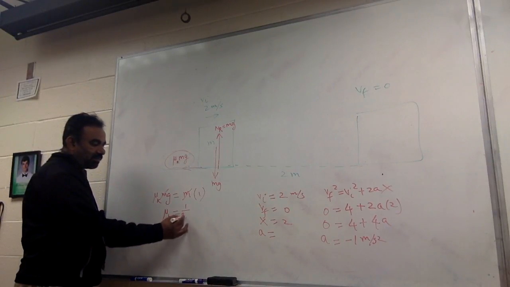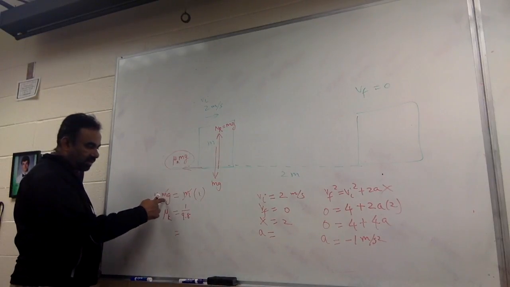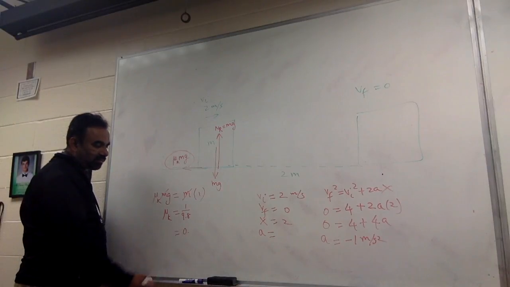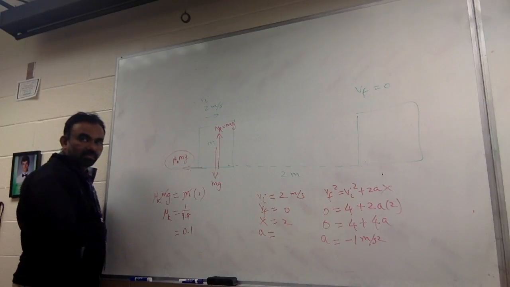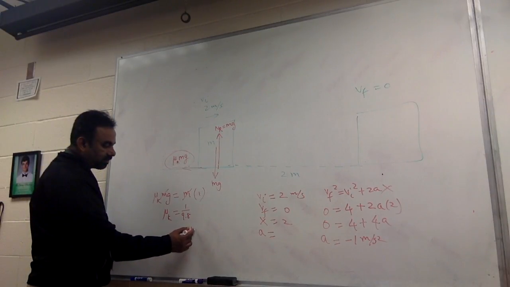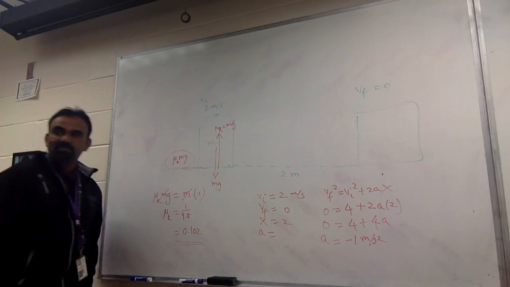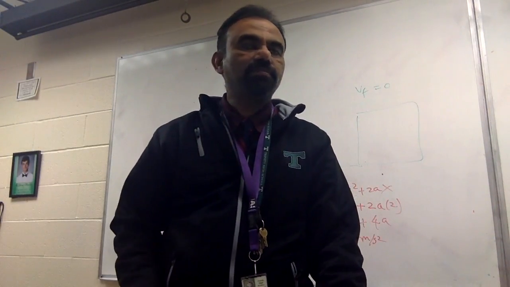Can you tell me what is mu k then? One divided by, this is 1 and this is 9.8. So what is mu k? 0.1. No units. So we just discovered the coefficient of friction between the box and the floor. A simple experiment.